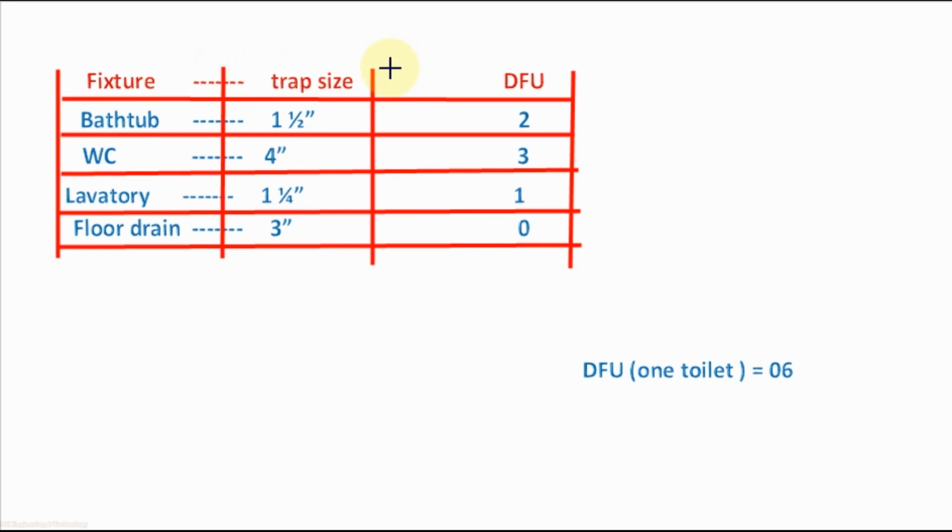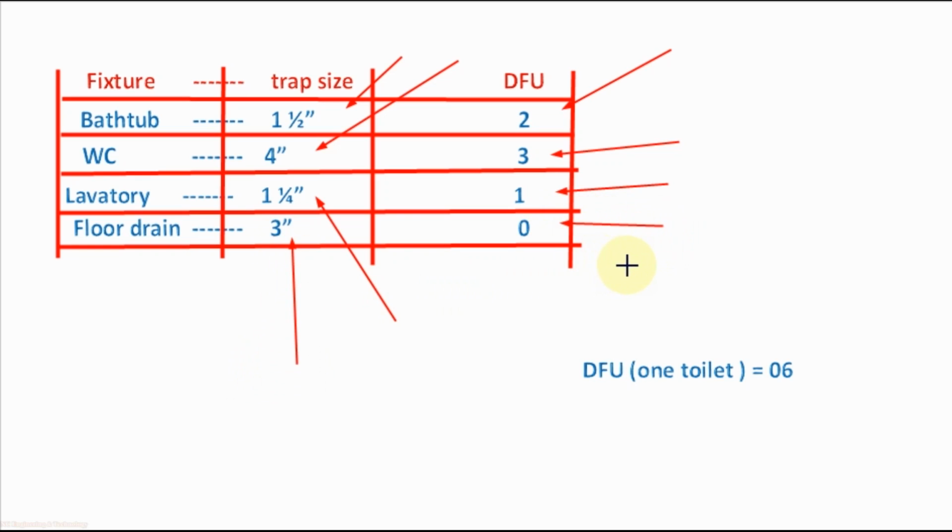Minimum trap size for bathtub is 1.5 inch and its drainage fixture unit value is 2. The trap size for WC which we have selected from its outlet size is 4 inch and its drainage fixture unit value is 3. For lavatory, the minimum trap size is 1.25 inch and its drainage fixture unit value is 1. For emergency floor drain, we have selected the trap size from floor gully outlet and it is 3 inch and its drainage fixture unit value is 0. So for the toilet, total drainage fixture unit value is 6.